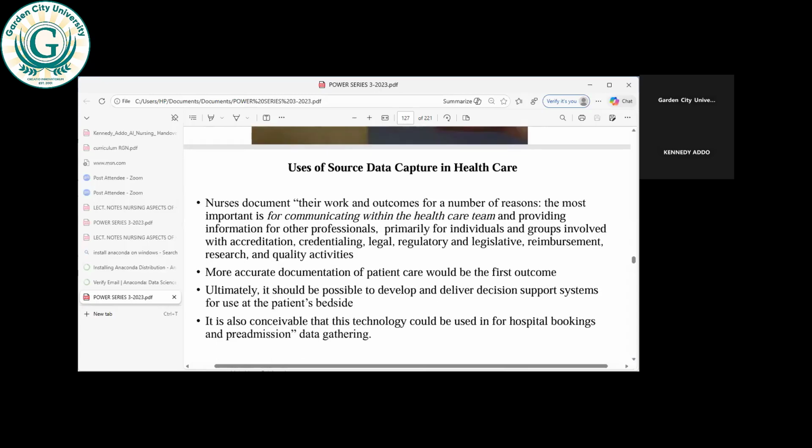Now, uses of source data capture in healthcare. Nurses document their work and outcome for a number of reasons. The foremost important is communicating information within the healthcare team and providing information for other professionals. So the most important thing here is that we want to leverage on this to facilitate communication among care providers. We want to ensure more accurate documentation of patient care.